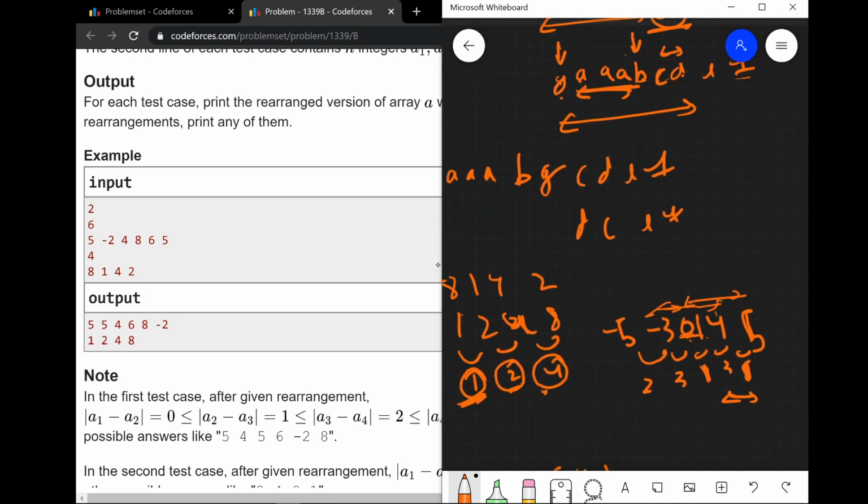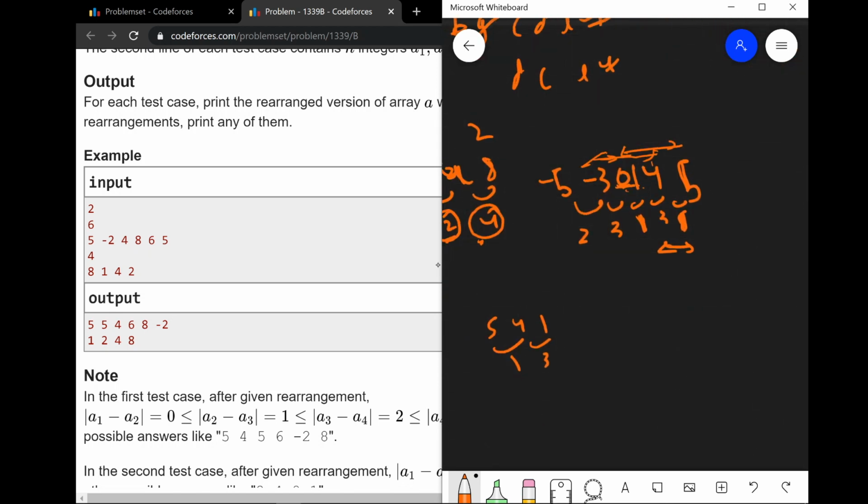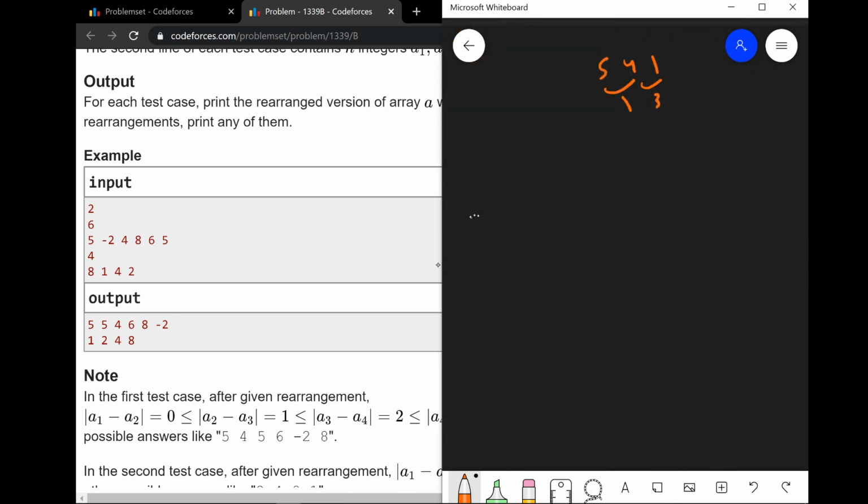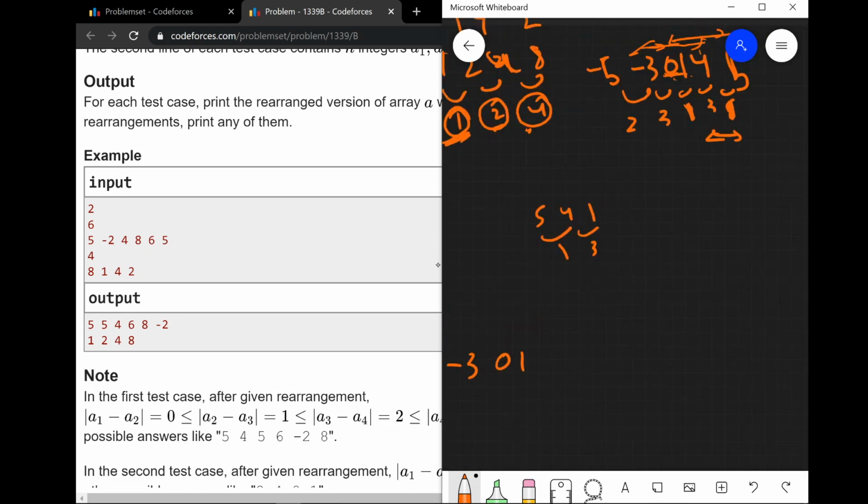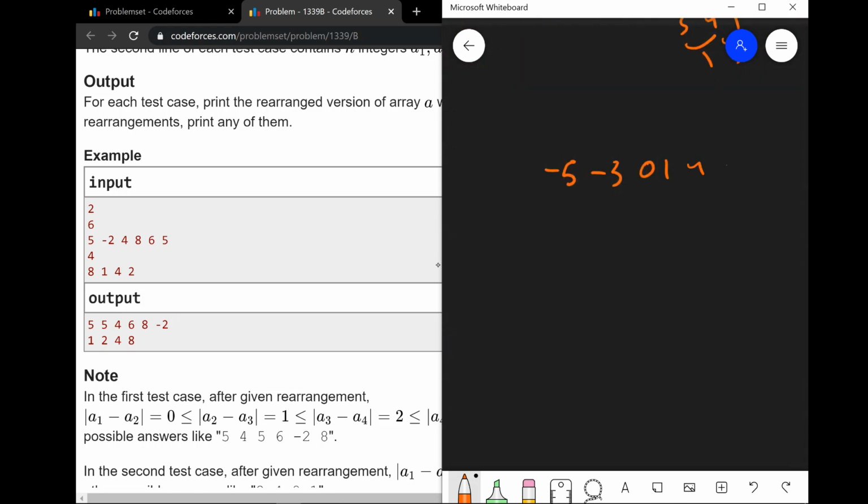Basically for duplicates it's clear, it would be like this only. But for non-duplicates, let's think again about this: -5, -3, 0, 1, 4 and 5. What could be a possible answer? So basically what I think is that we have to grow the difference between these two numbers at each and every step. Then only the absolute difference would increase.